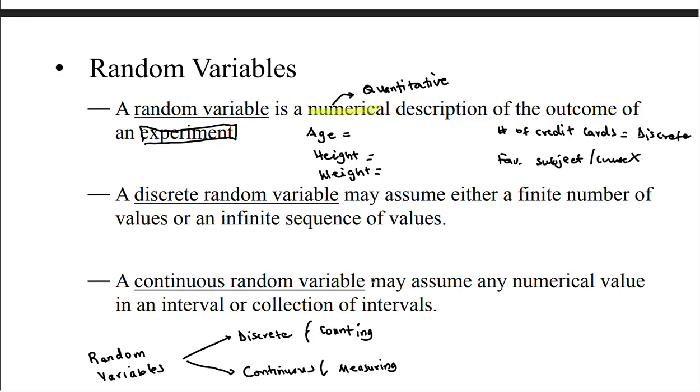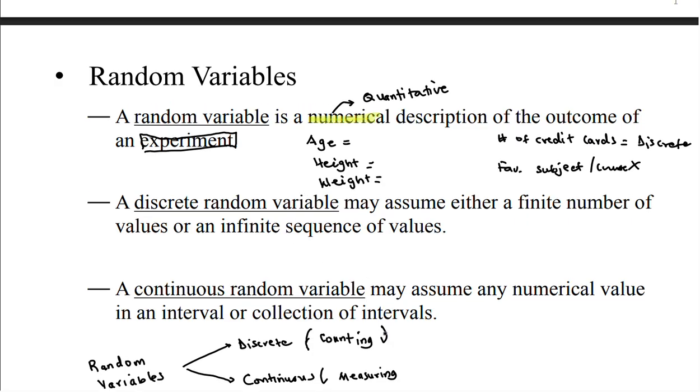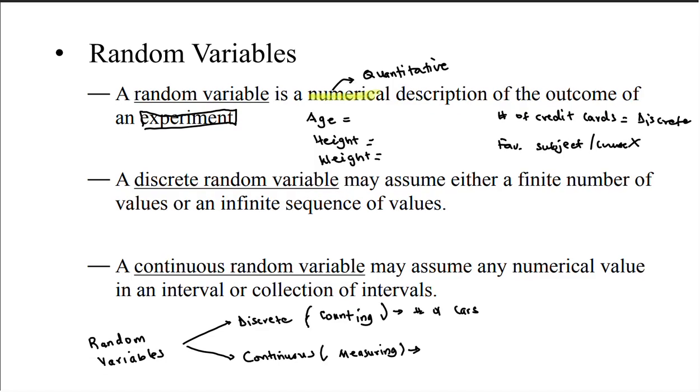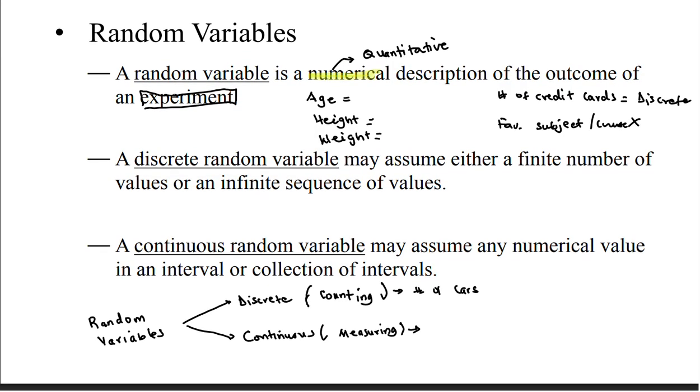So let's look at some other examples of discrete random variables. Number of cars is an example of a discrete random variable because when I ask you to tell me how many cars you have, you say 0, 1, 2, 3, 4, and so on and so forth. You give me the value of that discrete random variable by counting. Continuous random variables, on the other hand, we obtain their values by measuring. Let's look at some examples of continuous random variables.